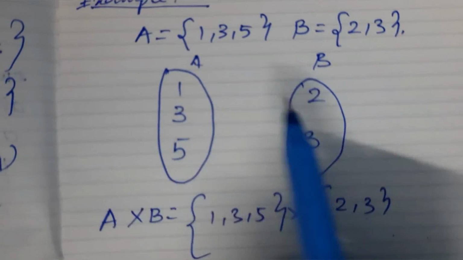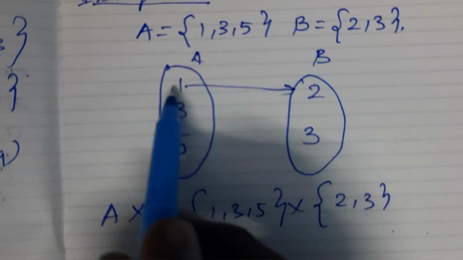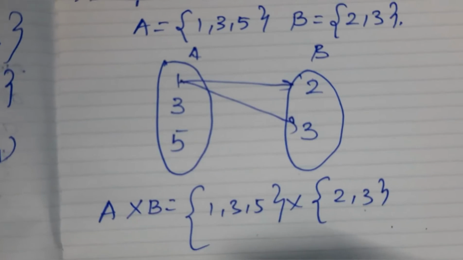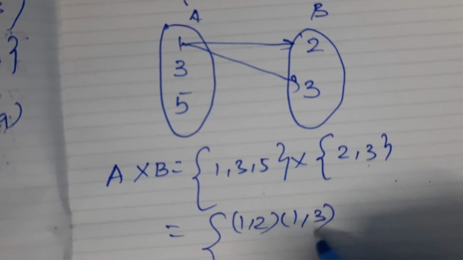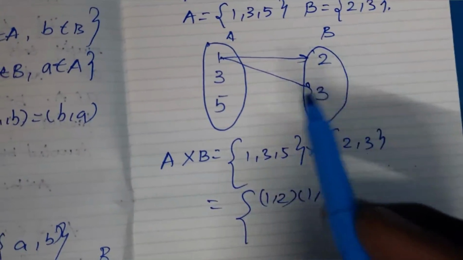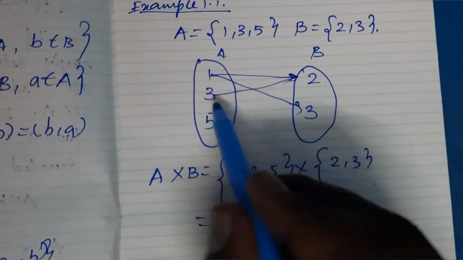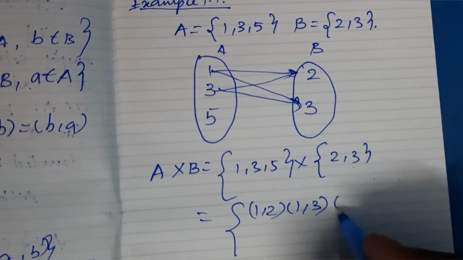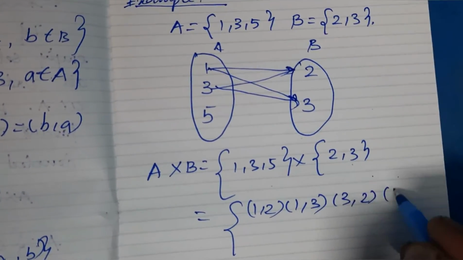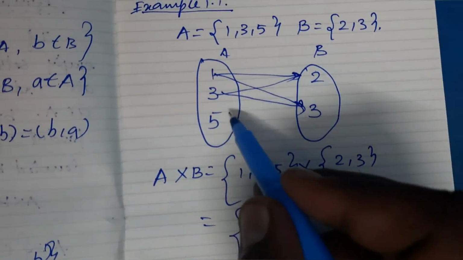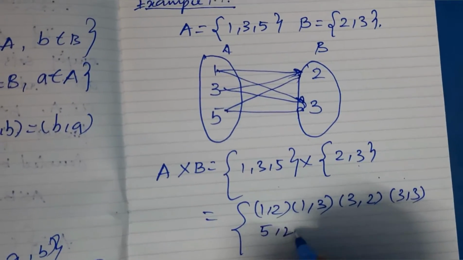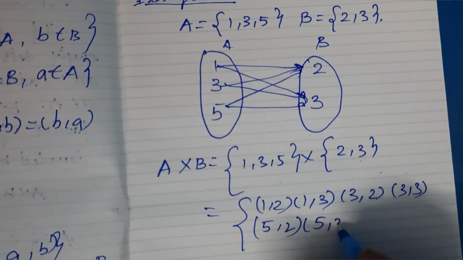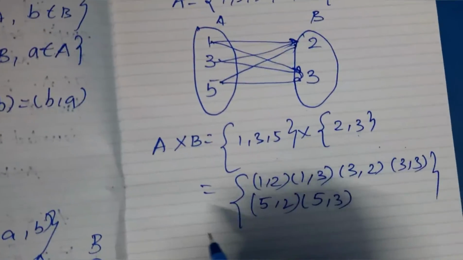See, first possible pairs: 1, 2 and 1, 3. Next possible pairs: 3, 2 and 3, 3. Next possible pairs: 5, 2 and 5, 3. This is A cross B.